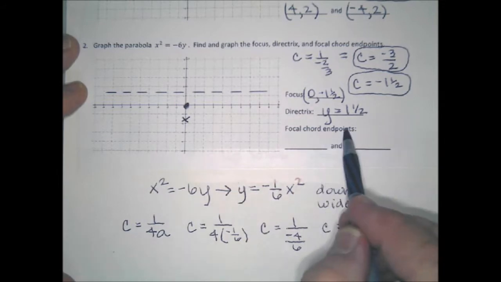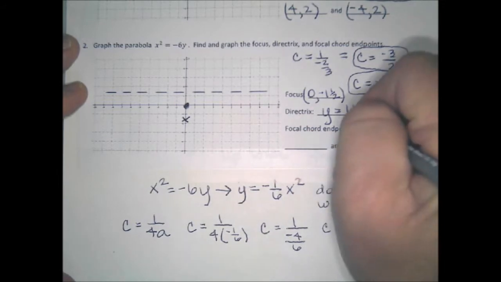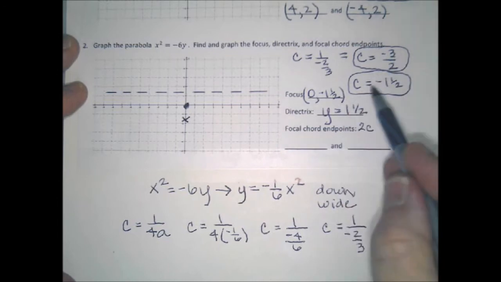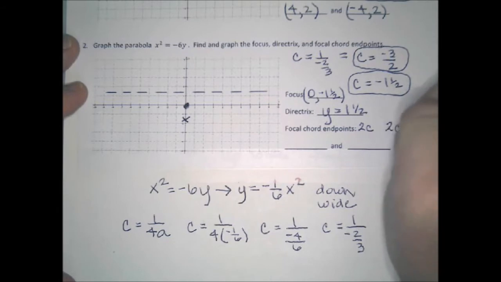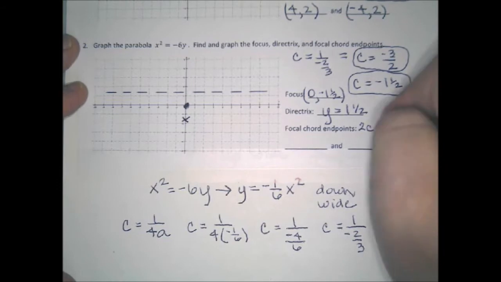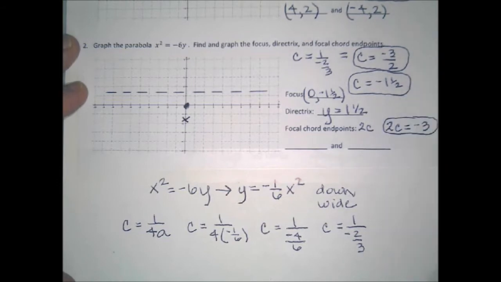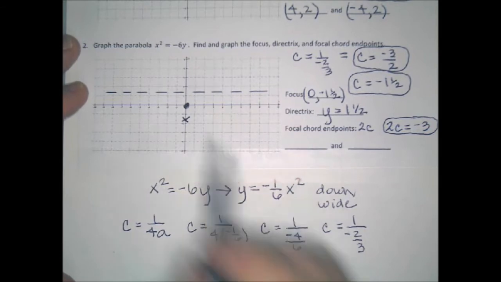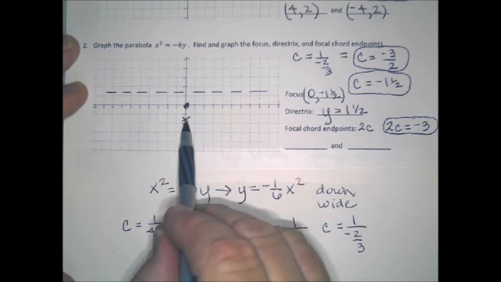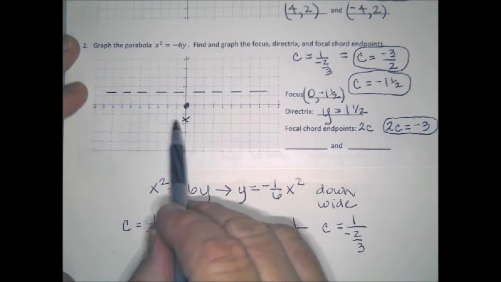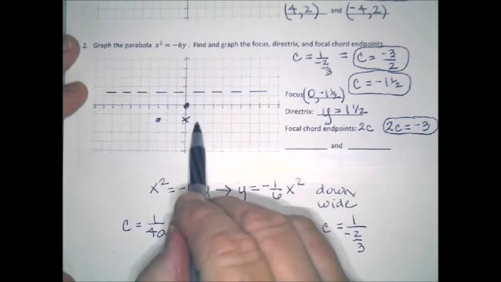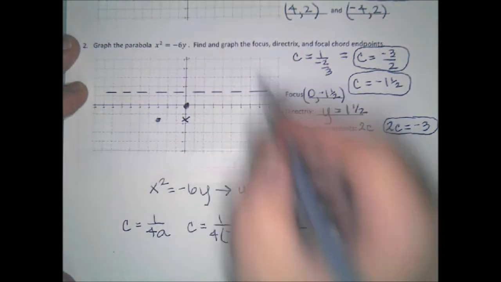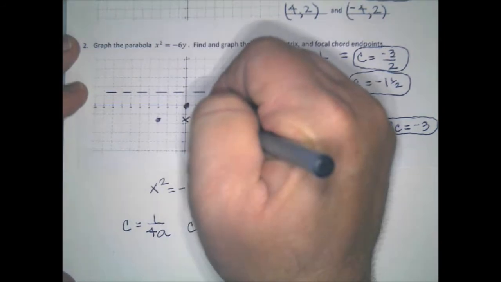Now, the focal chord endpoints rely on 2c. So if c equals negative 1 1/2, then 2c equals negative 3. And I really don't have to worry about the negative part of it because I go in both directions anyway. So from the focus, I'm going to go 3 steps to the left, 1, 2, 3, and put a point right there. And I'm going to go 1, 2, 3 to the right, and put a point right there.